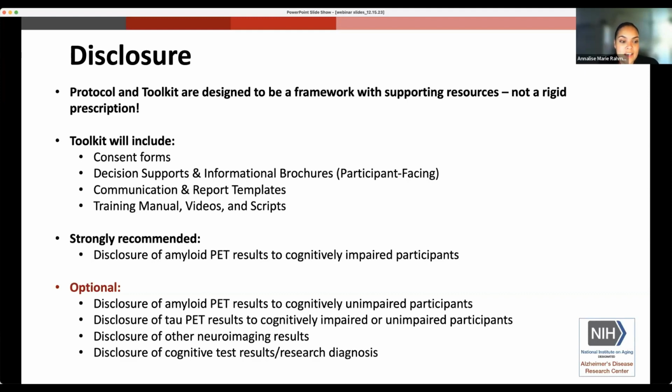And again, we want to emphasize that strongly recommended would be disclosure of the amyloid PET results to cognitively impaired participants, and ideally to unimpaired participants as well. However, we do also have an optional set of disclosed results, including tau PET, other neuroimaging, etc. So we will provide some tools around those sorts of procedures as well.